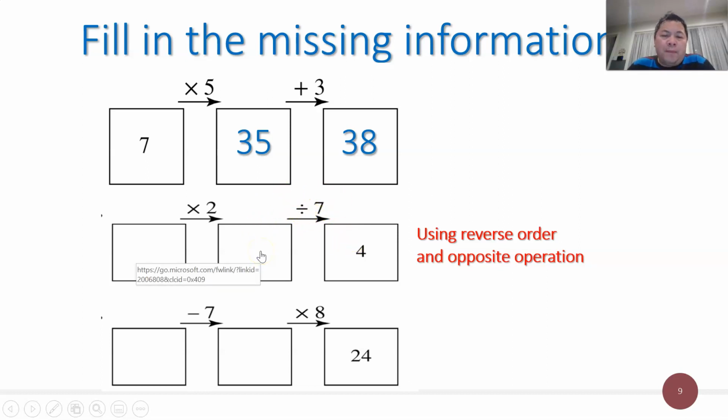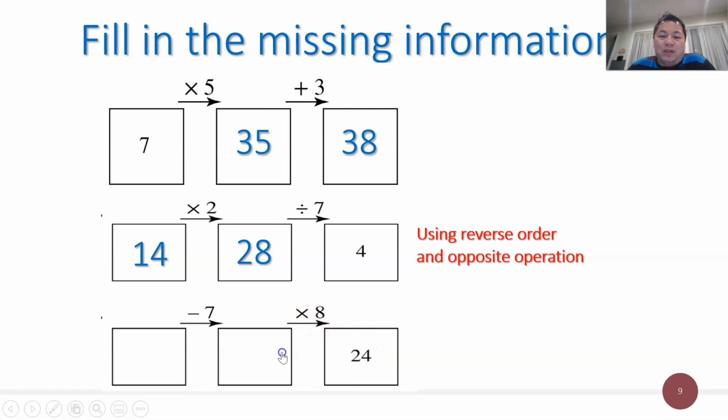Just remember to use the opposite operation. So for this case, since you have divide, it means you have to times. 4 times 7 is 28. You see times here means the opposite is divide, so we divide by 2, which is 14. If you check carefully, 14 times 2 is 28, 28 divided by 7, you get 4, isn't it?